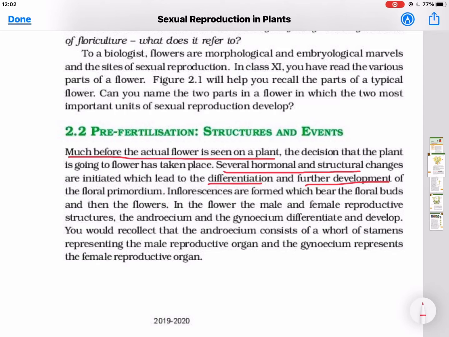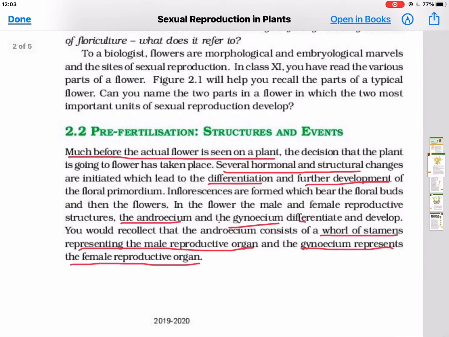In the flower, the male and female reproductive structures, the androecium. Androecium is the group of stamens. Male part के group को androecium कह रहे हैं. And the gynoecium. The group of gynoecium is the female part, which consists of stigma, style, ovary. Group of pistils is known as gynoecium. Differentiate and develop. You would recollect that the androecium consists of a whorl of stamens representing the male reproductive organ and gynoecium represents the female reproductive organ.